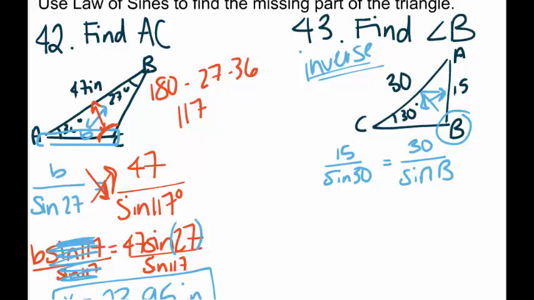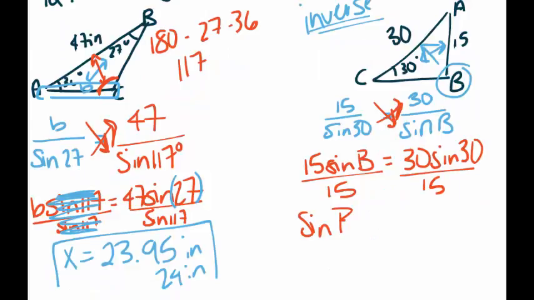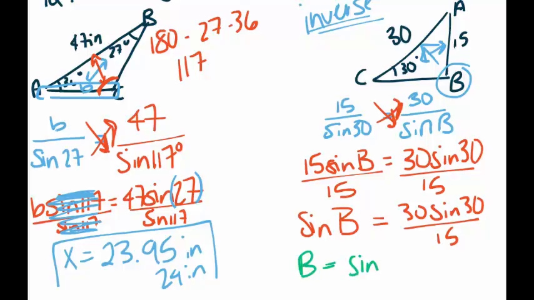So just like before, we're going to cross multiply. It looks like I get 15 sine of B equals 30 sine of 30. I'm going to divide by 15. And so now I get sine of B is 30 sine of 30 over 15. That's what I get. Not B, but sine of B. So in order to get just B, I need to take an inverse sine of this whole chunk right here, 30 sine of 30 over 15. Got to enter that in. Make sure, again, after the 30, you put that in parentheses.